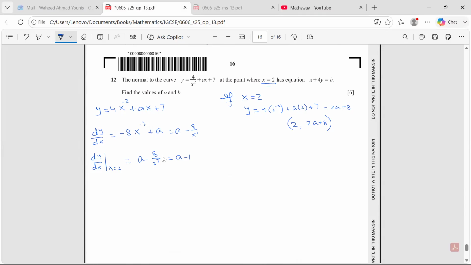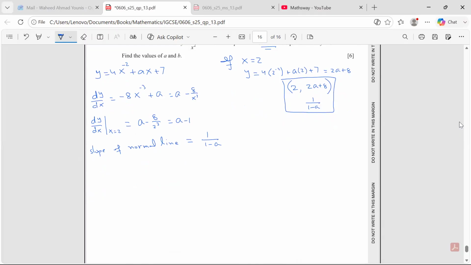So what's the slope of the normal line? Slope of the normal line is going to be perpendicular to the tangent. Negative reciprocal of this, it's 1 over 1 minus a. Okay, so the normal line is passing through this point, and it has a slope of 1 over 1 minus a. Okay, so these two pieces of information will help us find the equation of the normal line.